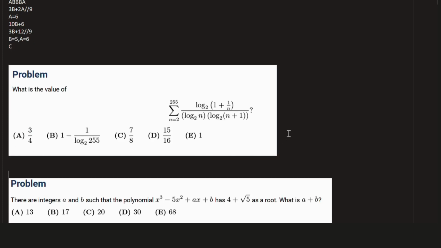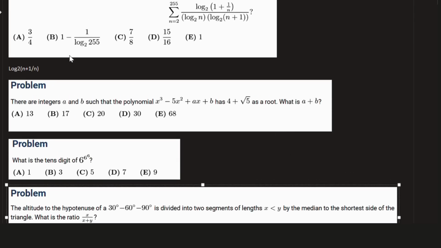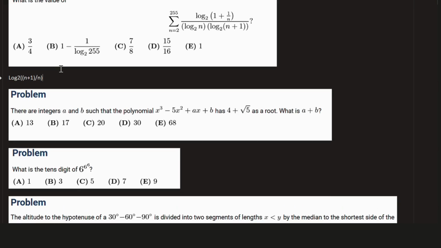Moving on to the next problem, this is a logarithm problem. So we can first try to simplify the inside expression. We have log 2 of (n plus 1 over n), where n plus 1 is together, divided by log 2 of n times log 2 of n plus 1.